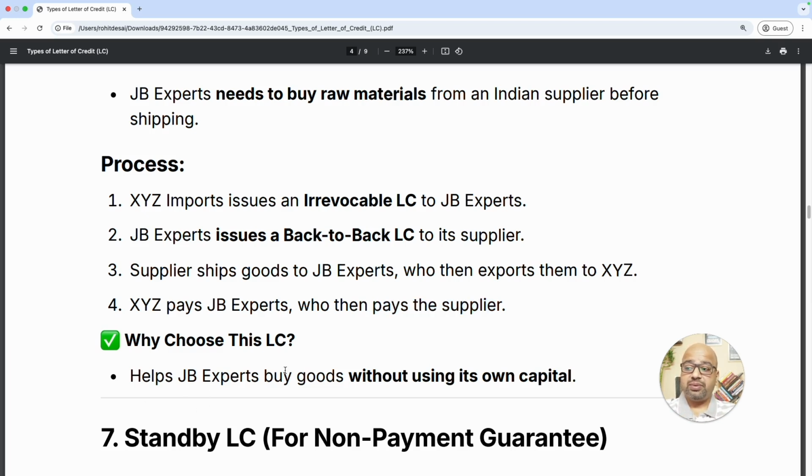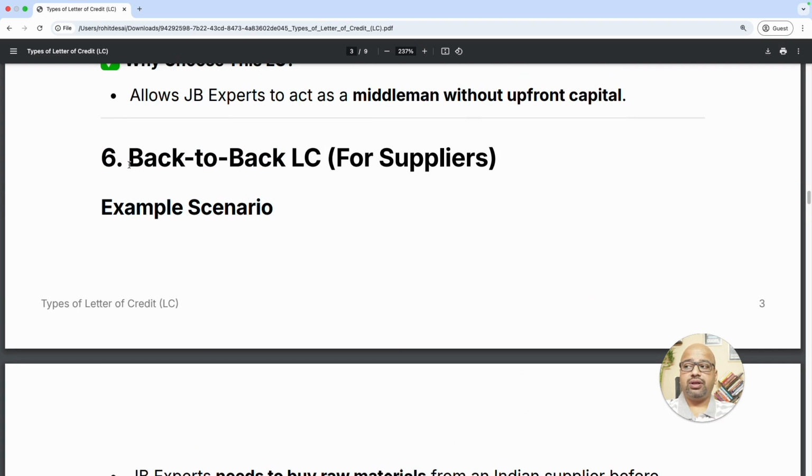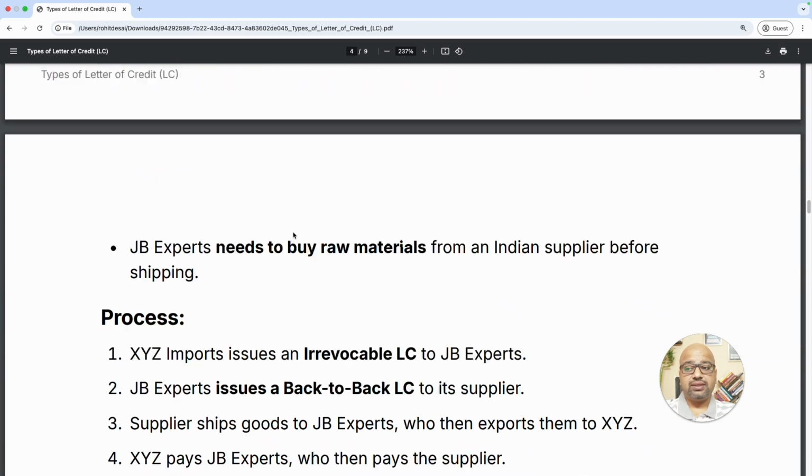It helps JB Experts buy goods without any upfront capital, and also keeps the XYZ company's details away from the supplier. No bypass can happen. So this is very important to work with. If you are a supplier, or a middleman, or if you want to be a trader, then work on a back-to-back LC that is secured.